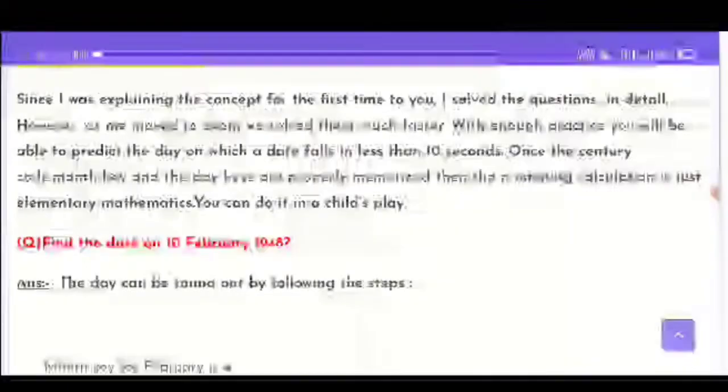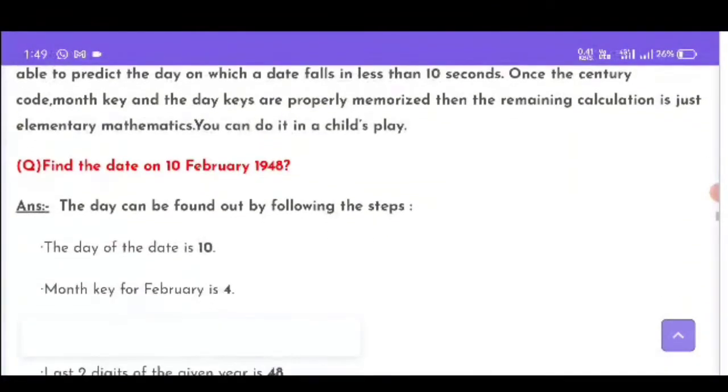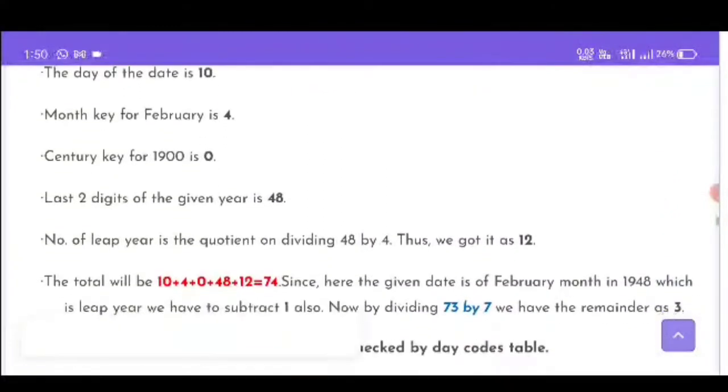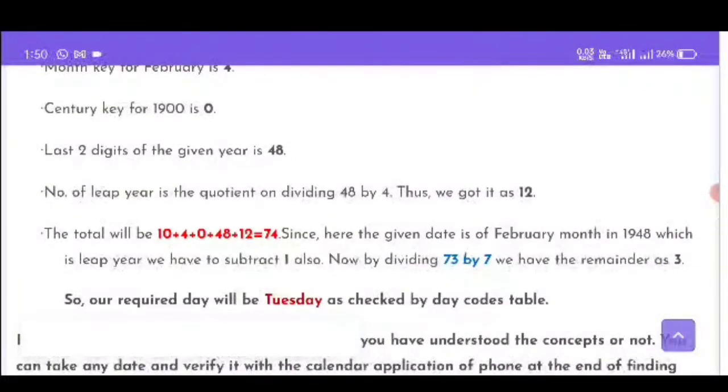Hands down. Find the day on which 10 February 1948 falls. The day can be found by the following steps. The day of the date is 10, the month key for February is 4, the century key is 0 for 1900, and the last two digits of the given year are 48. The number of leap years is the quotient on dividing 48 by 4, thus we get 12. The total will be 10 plus 4 plus 0 plus 48 plus 12 equal to 74.